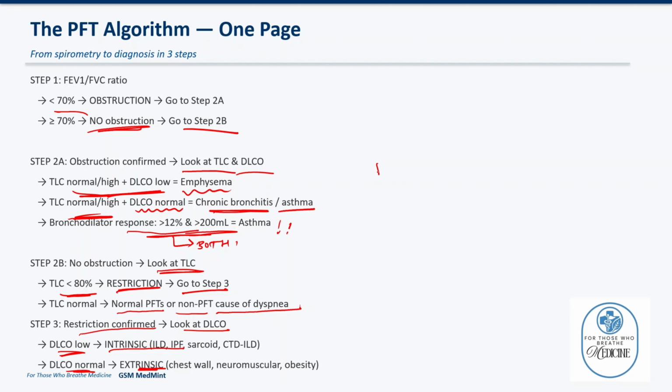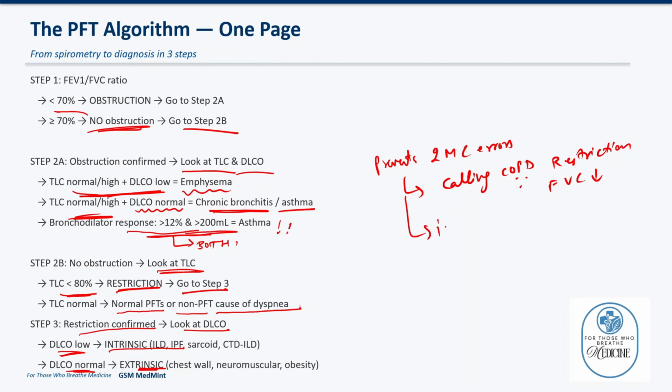So this algorithm prevents the two most common errors. First one, calling COPD restriction because FVC is low. Second, calling interstitial lung disease normal because the FEV1 is normal. So three numbers, no guessing.